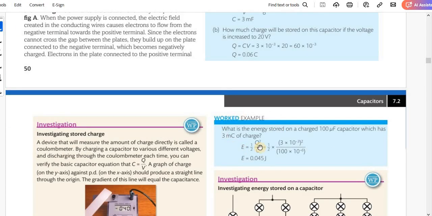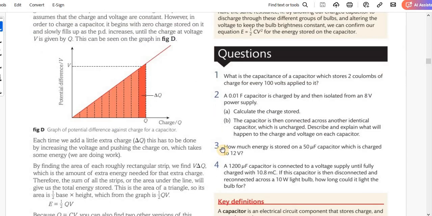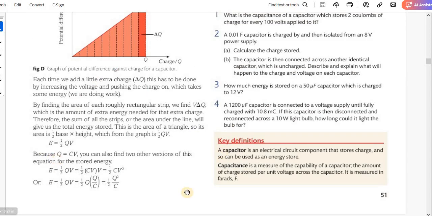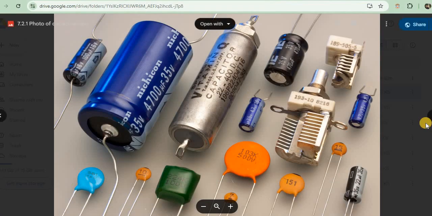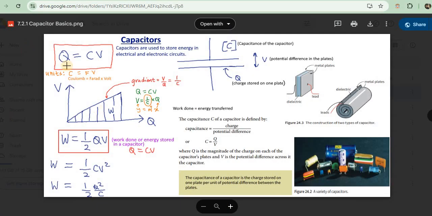Okay, so in the third example here we are using the other equation. Before we go to that, let's have a look at the notes. You saw the photo, now here are the notes.